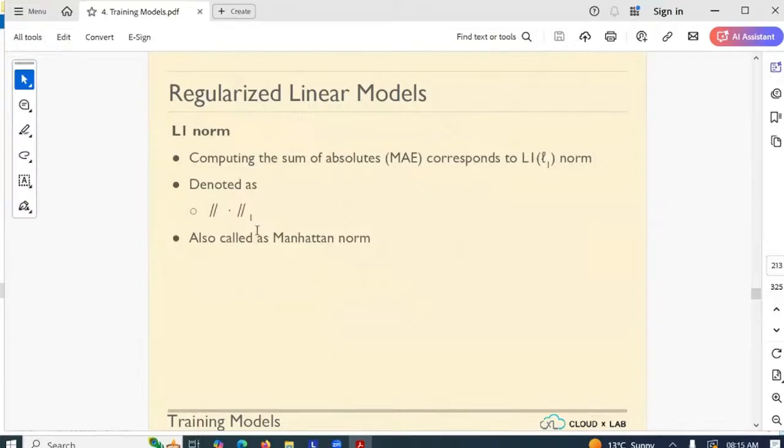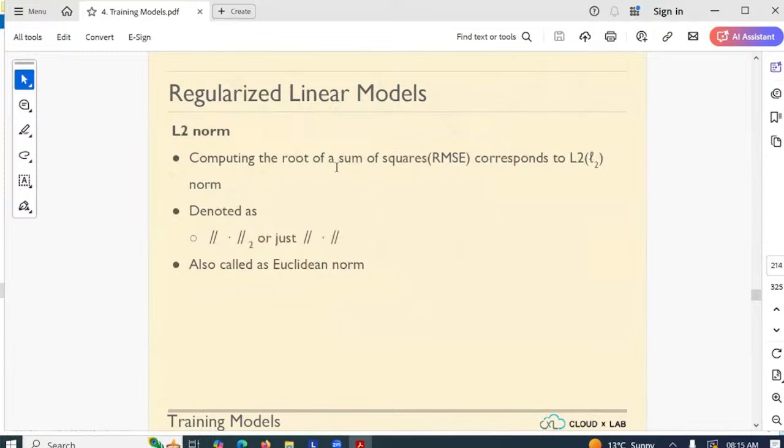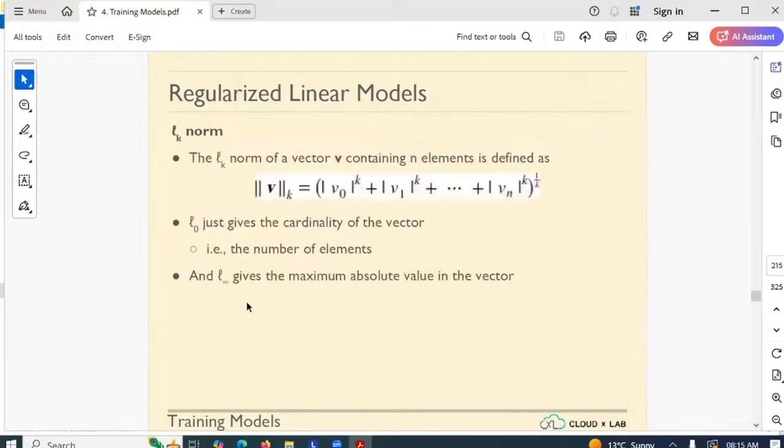So for L1 we will write 1 here. 1 means we are taking absolute values, and L2 means we are taking squared values, right? Computing the root of a sum of squares corresponds to the L2 norm. So for L2 we will write 2. The L2 norm is also called the Euclidean norm, and this is the general formula for the Lk norm, right?